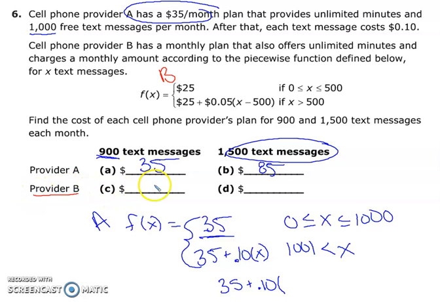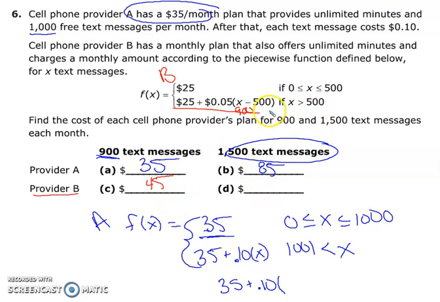Provider B. If the cost, so 900, where does that fall? The second one or the first one? Second one, yeah. So we're going to put 900 in here. Order of operations tell me I have to do the 900 minus 500 first. That gives me 400. Then I have to multiply it by the 0.05, and then I have to charge that fee. So I come up with $45 by plugging 900 in here.